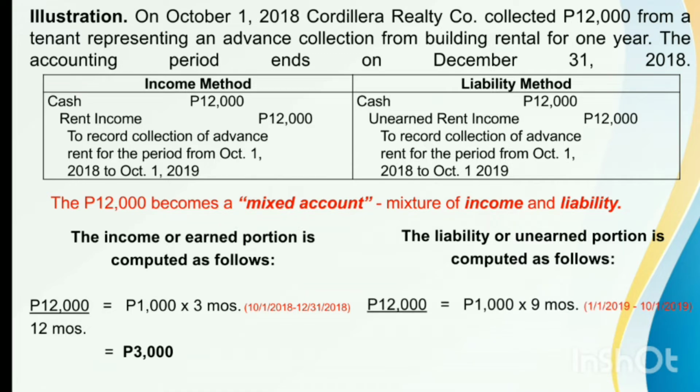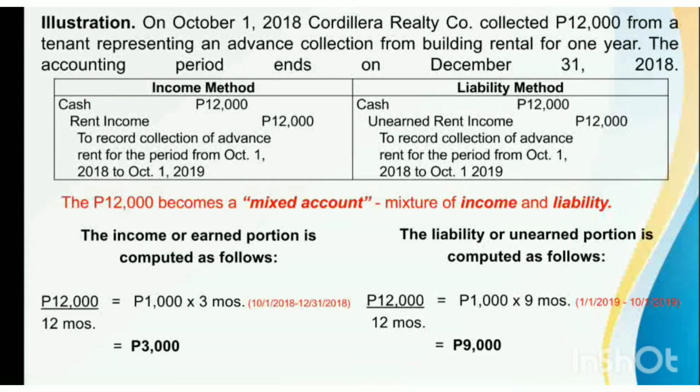So 12,000 pesos divided by 12 months is equal to the monthly rental of 1,000 pesos, and then multiplied by the number of months that is not yet consumed, and that is 9 months. So it starts from January 1, 2019 to October 1, 2019. So 1,000 pesos monthly rental times 9 months. So the liability or unearned portion is 9,000 pesos.